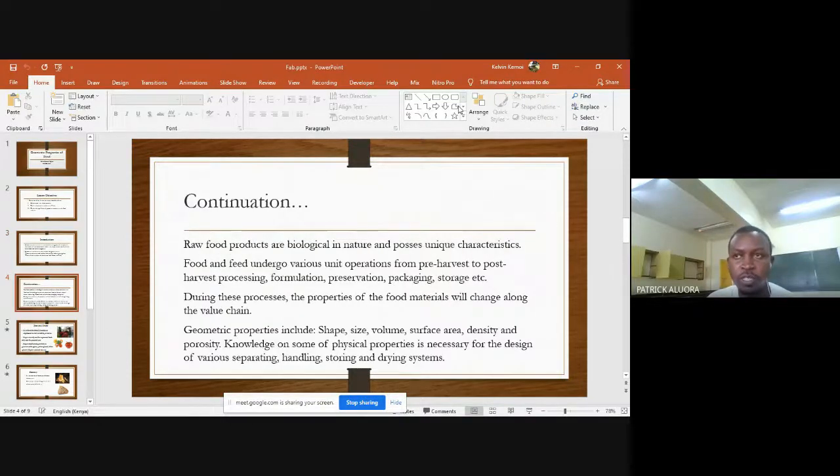If we look at raw food products, all food products are either of animal or plant origin, so basically they are of biological nature. In processing, food will undergo various unit operations, right from the harvesting stage all the way to consumption, all the way to the table. Therefore, during these processes, the properties of the food materials will change along the value chain. Their geometric properties, e.g. the shape, size, volume, surface area, density, and so on, will always change. And knowledge of some of these physical properties is necessary in designing various separating, handling, storing, and drying systems.